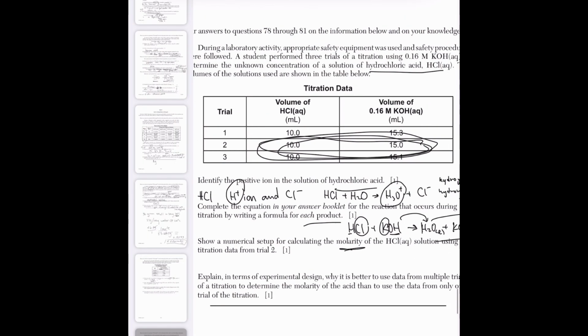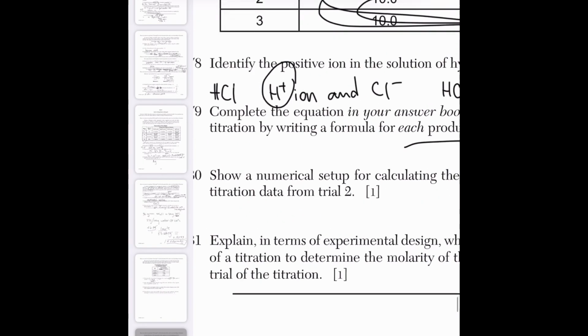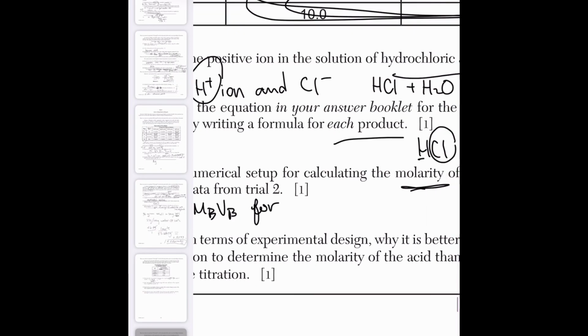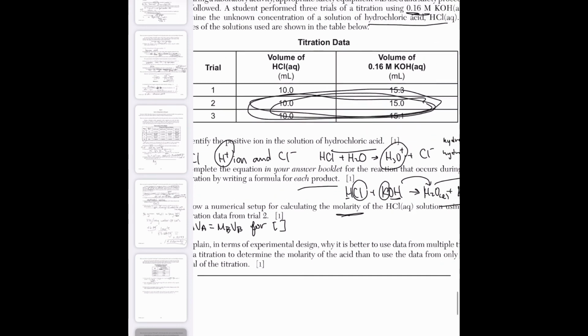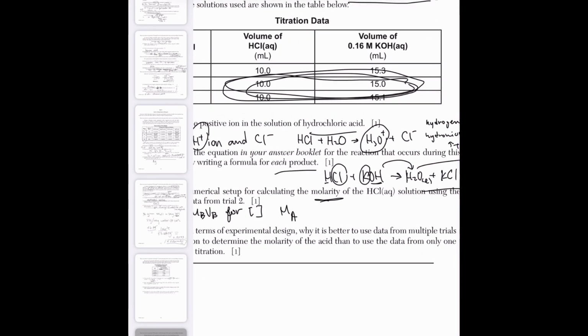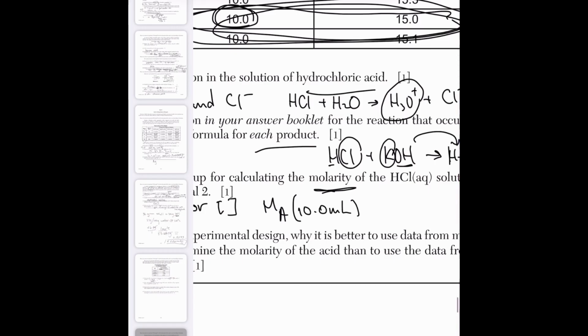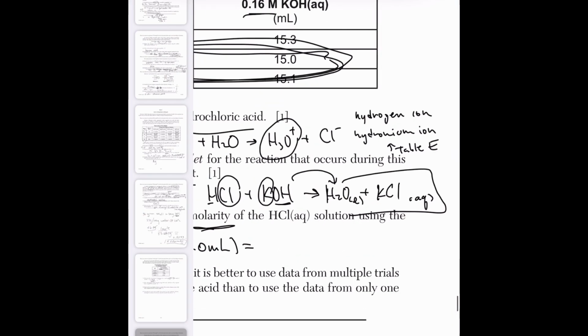Show a numerical setup for calculating molarity using titration data from the trial. Circle this. Okay, so they give you this molarity here, so you can just use MAVA equals MBVB for concentration. The concentration of HCl is what we're solving for, so we're going to have MA here. VA would be the number here because it says the volume of HCl, which is the acid. You can multiply it by 10.0 milliliters equals MBVB. The molarity is given here for KOH, and the volume is also right here.